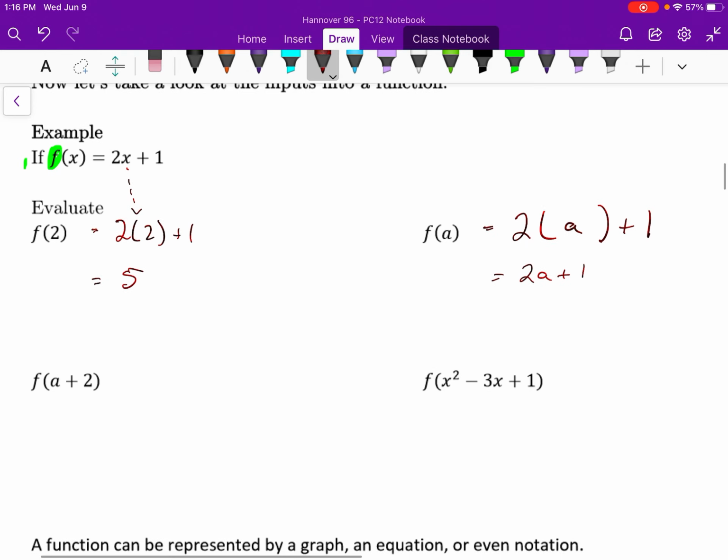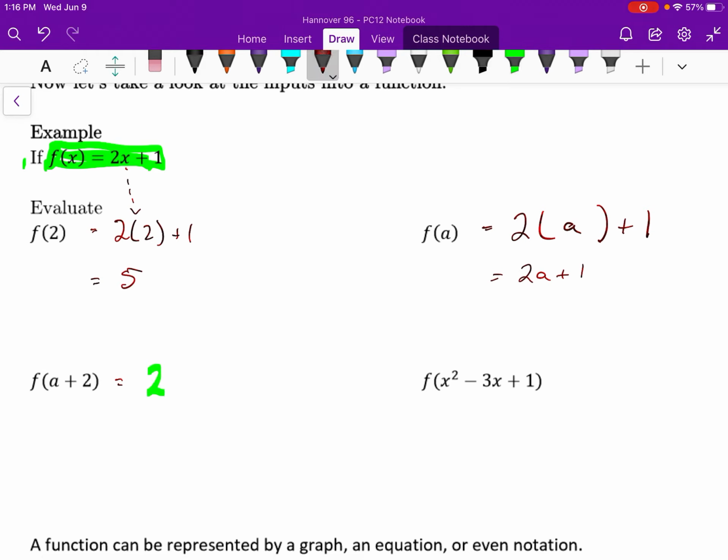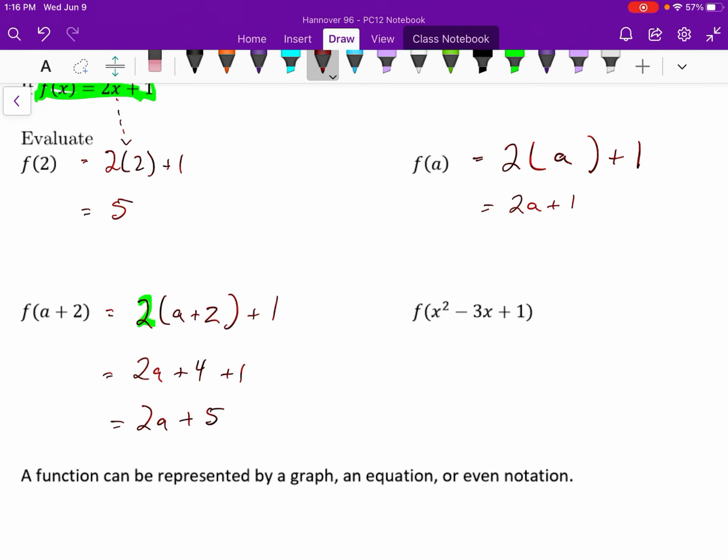Now, what is f of a plus 2? Well, looking at my set of instructions for f, which were defined up here, it is really 2 times my input plus 1. And my input here is a plus 2. And now we have an algebraic expression on the right-hand side, which is 2a plus 4 plus 1, which can be simplified into 2a plus 5. All is good.